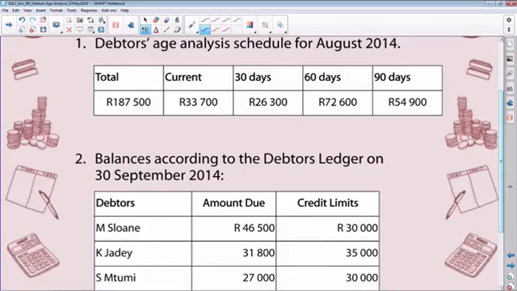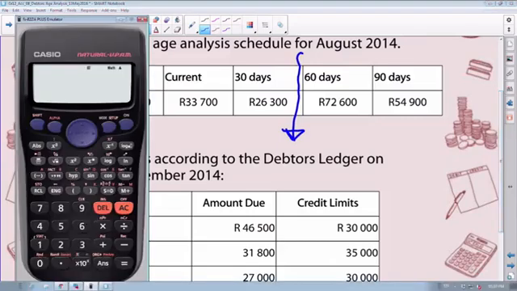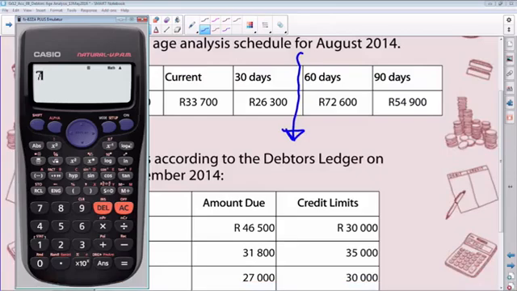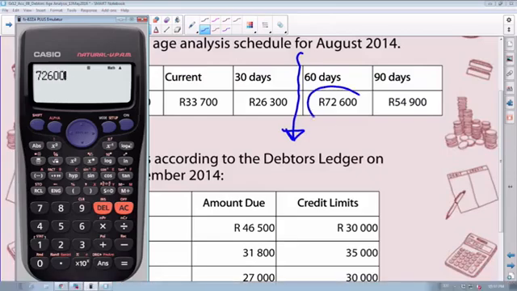Notice that in this particular question, your credit terms would be 30 days. So this is your cutoff point. Right, now ask yourself the question. Looking at your debtors age analysis, what portion of your debt is beyond that period? Okay, so immediately we say, fine, let's do that. The amount would be 72,600. Can you see where I'm getting that information from? Plus your 54,900 to give you a total of 127,500.